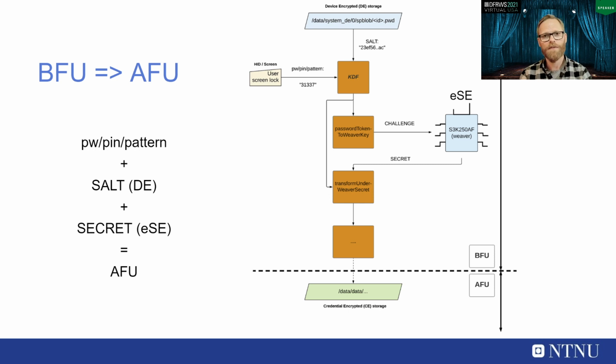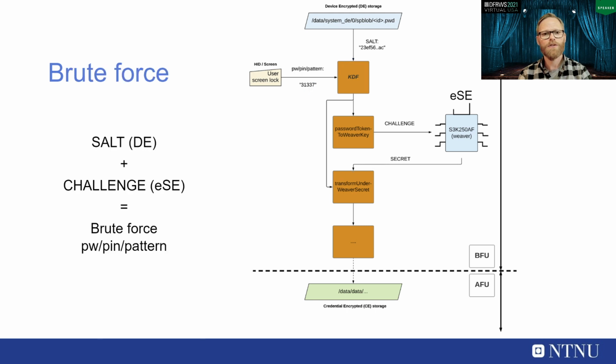So if you have the screen lock, this salt, and this secret, you can take the device from BFU to AFU state. But how do we attack this model? Well, first let's summarize. You can see that these three are all that is needed. But to attack this model, we don't actually focus on the secret, because we can focus on the challenge that is produced from the KDF and eventually the password token to Weaver key, because it only has two uncertain parameters. That is the screen lock and the salt.